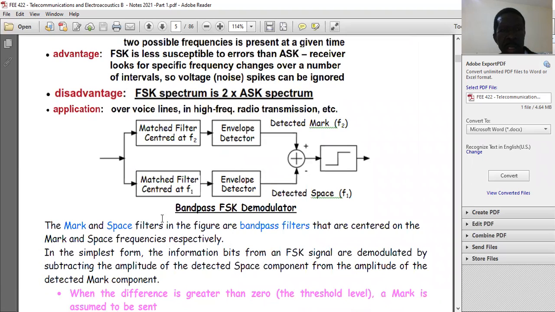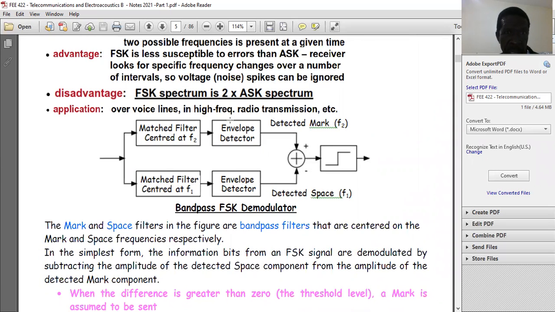If you are trying to demodulate FSK, you can have a bandpass representation where you have what is called a matched filter. We'll talk about a matched filter later on. A matched filter centered at F2, a matched filter centered at F1, followed by an envelope detector. There's a lot that is going on in this diagram here.